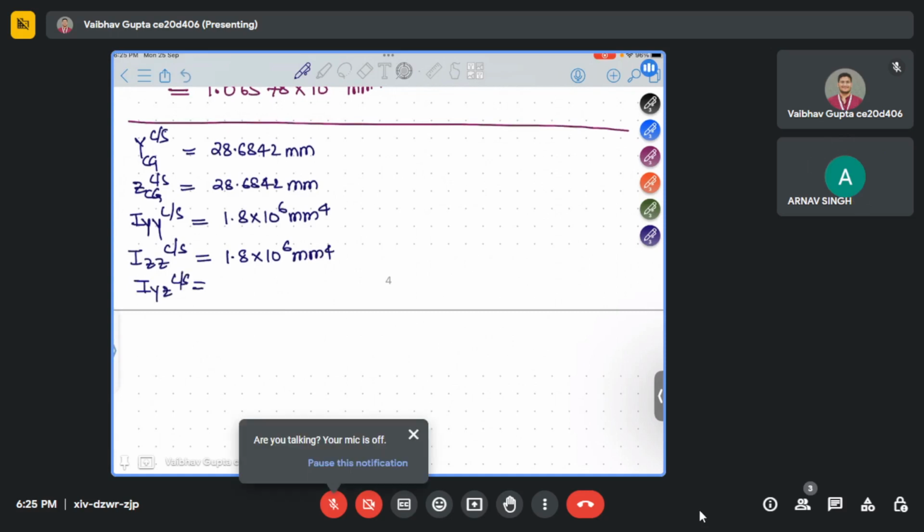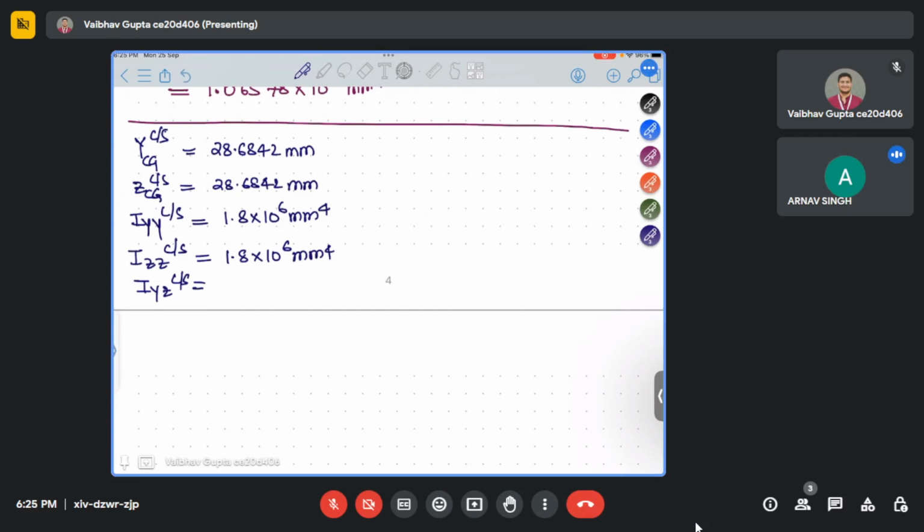See, if the CG is the same, and the cross section is also the same about both CG, so all the values will come out to be the same. Okay. And IYZ will be 1.06578 into 10 to the power 6 mm4. Okay.